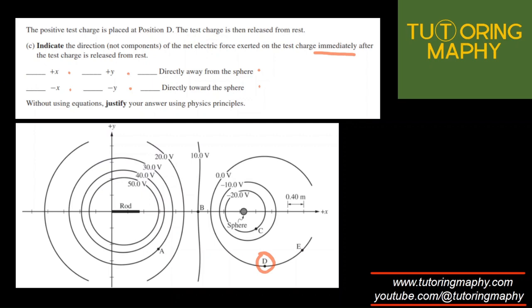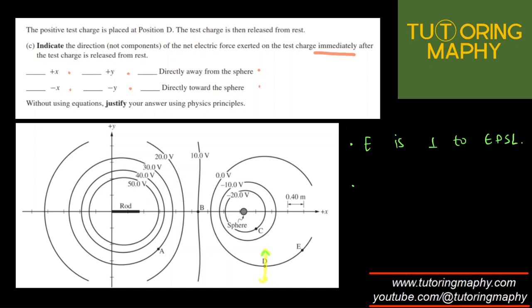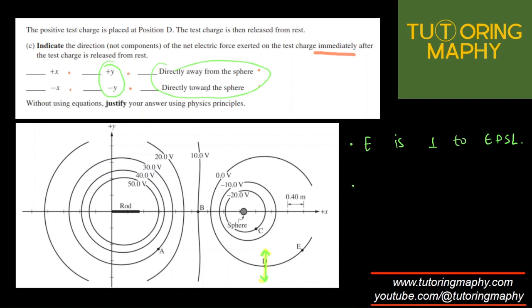First off, I think we are going to justify first and then we are going to find the answer. The first justification is we know that the electric field line is always perpendicular to the equipotential surface. That's a fact, right? So we know that E is perpendicular to equipotential surface lines. That's the first thing. Now, the only question is whether it is going up or going down. So we know that the answer is either plus y or minus y, and either directed away from the sphere or towards the sphere. But I know that this is negative, by the way.